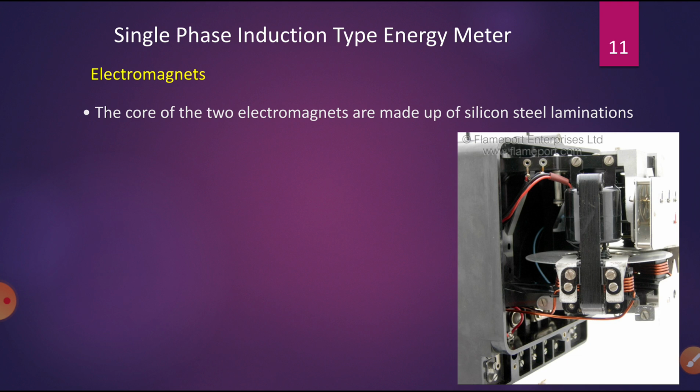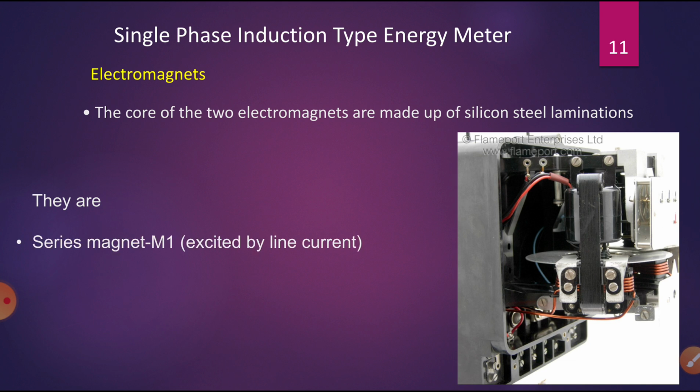Nowadays we are using the amorphous core also, which has just paper thickness. So, our aim is to reduce the unnecessary iron losses. Iron losses depend upon the voltage. That is why we try to laminate by using good ferromagnetic materials. So, the series magnet M1 is excited with the line current and the shunt magnet M2 has the winding connected across the supply.